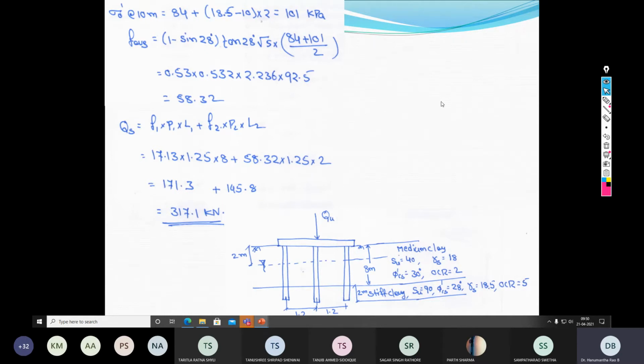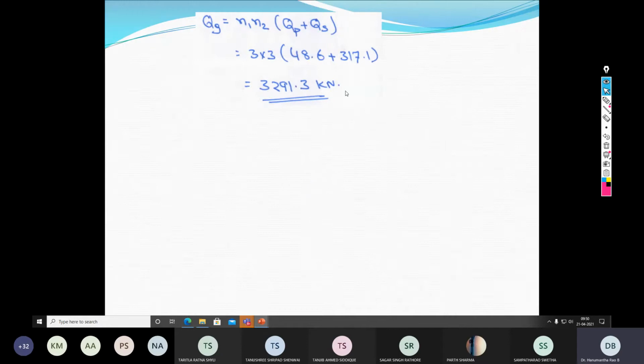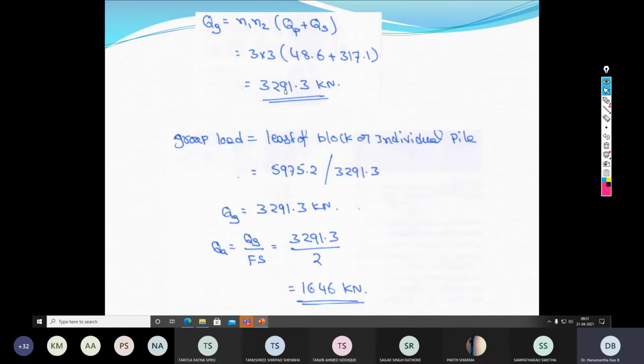Okay. So finally, the ultimate bearing capacity of the pile group is nothing but N1 multiplied by N2 multiplied by Qg, that is Qp plus Qs. So N1 number of piles in length direction are 3, N2 number of piles in width direction are 3. So Qp is calculated as 48.6 and Qs is calculated as 317.1. So the total pile capacity is 3291.3 kN.